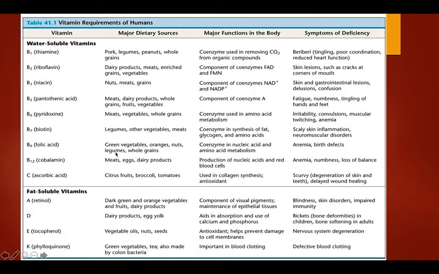But you can see that vegetables are pretty much showing up on all of these vitamin sources. Legumes, peanuts, whole grains, vegetables, nuts. So pretty much what I'm trying to tell you here is make sure you eat your vegetables and have some grains and fruit in your diet, because that is where you are getting all of those essential vitamins that you need.